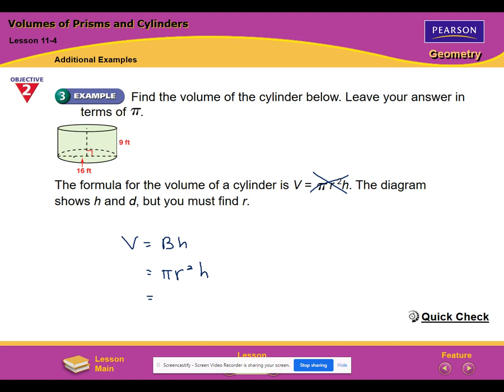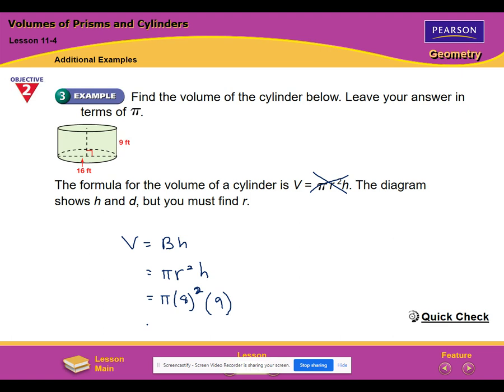I believe they're saying the diameter is 16, so I'm going to use 8 for r. Pi times 8 squared, and then the height is just the 9. Sorry for my starboard messing up a little bit. I don't usually write like a 7-year-old, but it's a little shaky today for some reason.